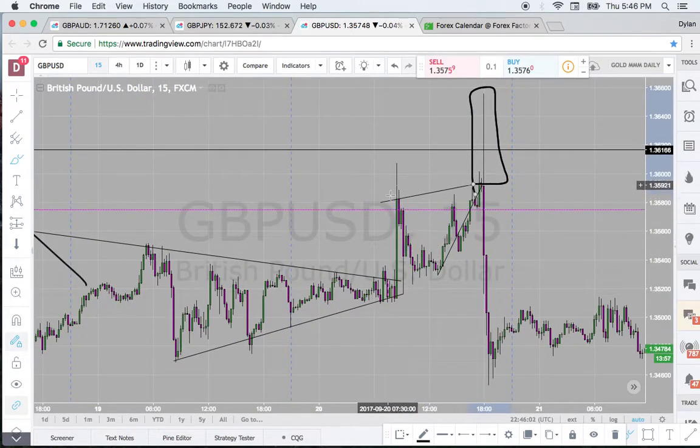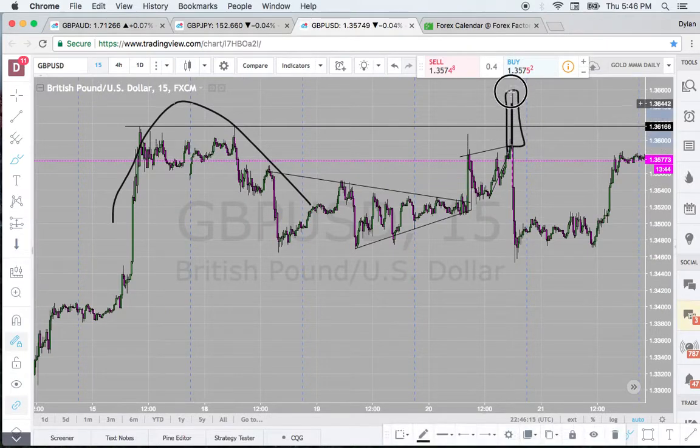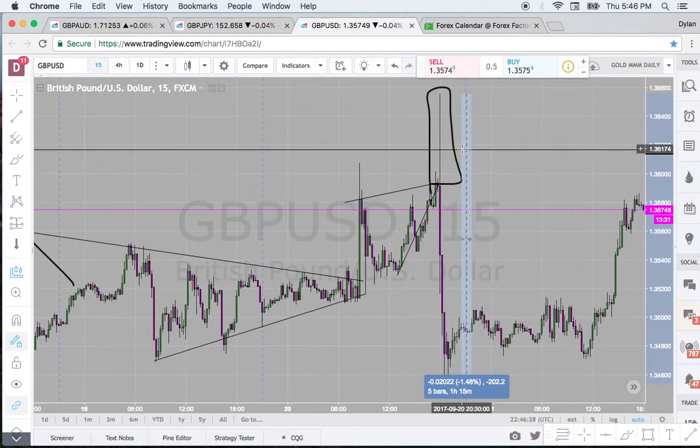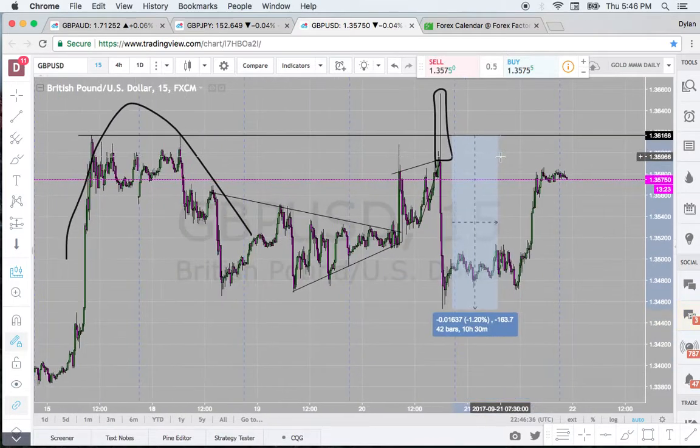So you can see this wedge here, and then it was like a big spring being lifted off or being let loose. And that springing action actually caused it to reverse. It had about a 200 pip range. It reversed from the high 163 pips.